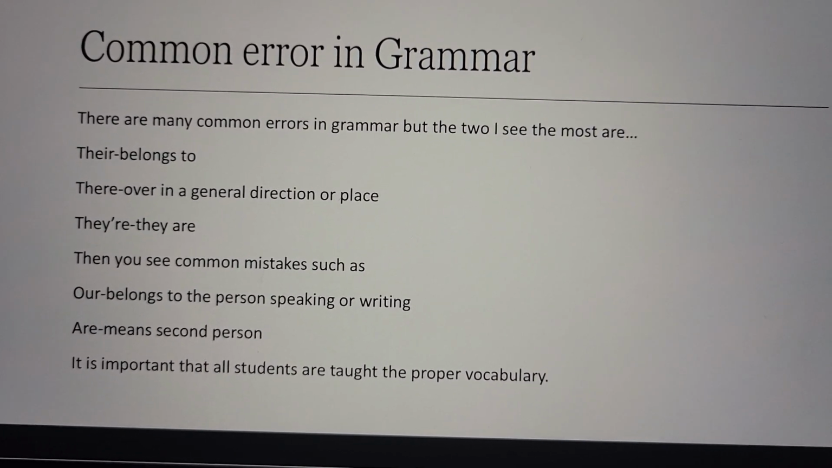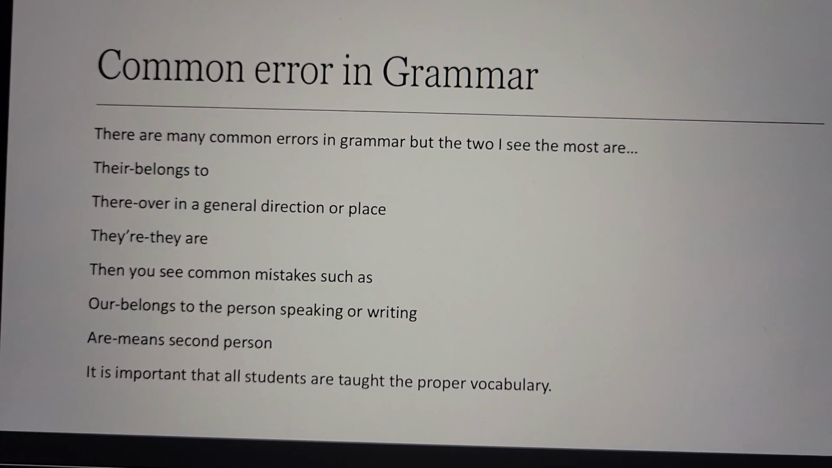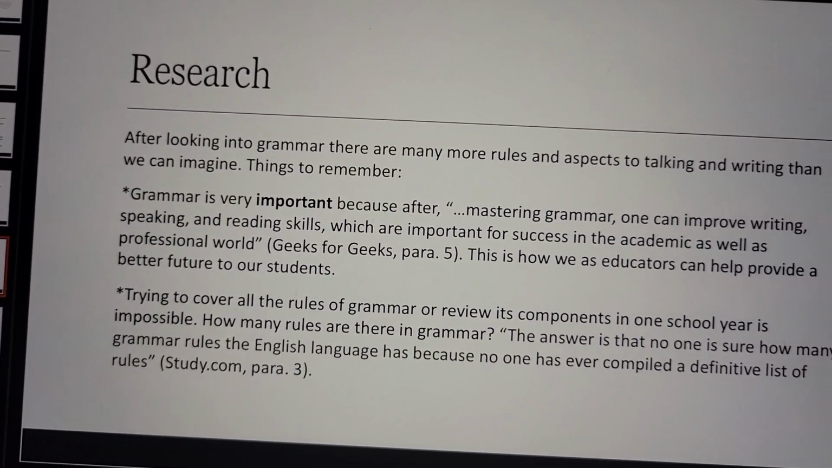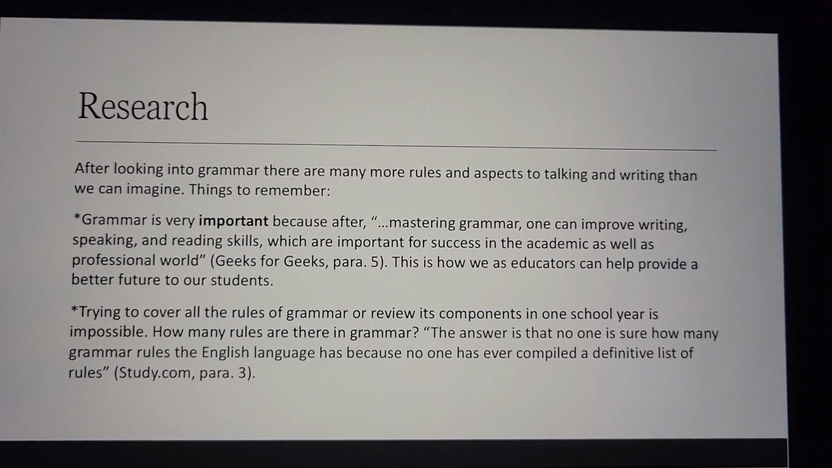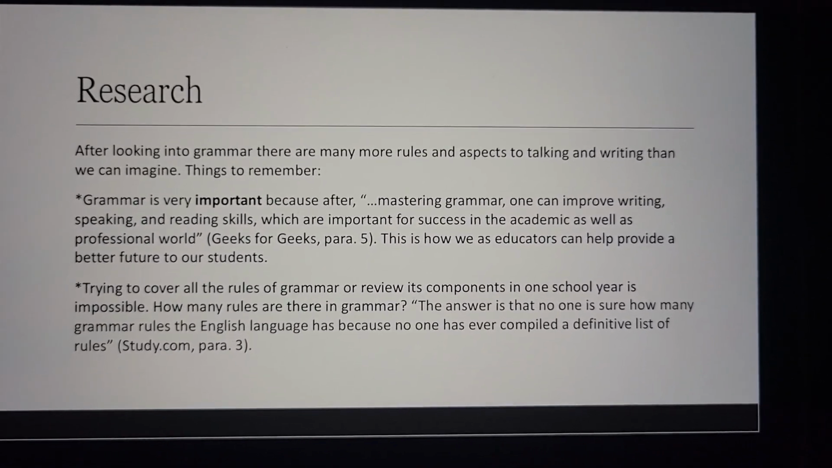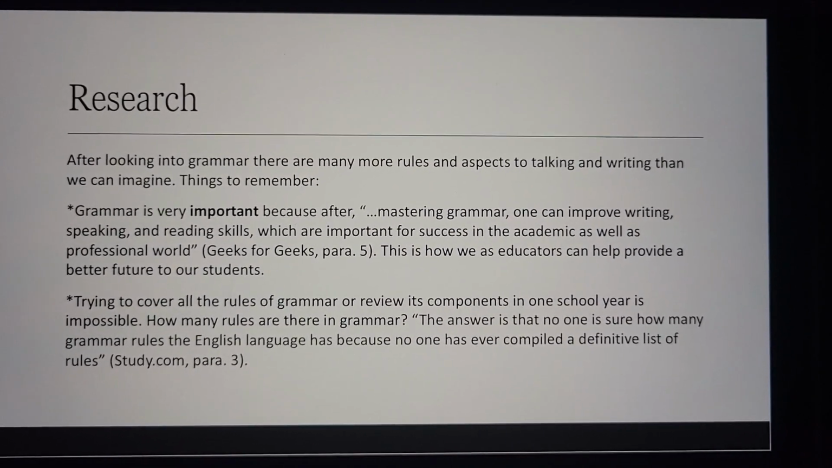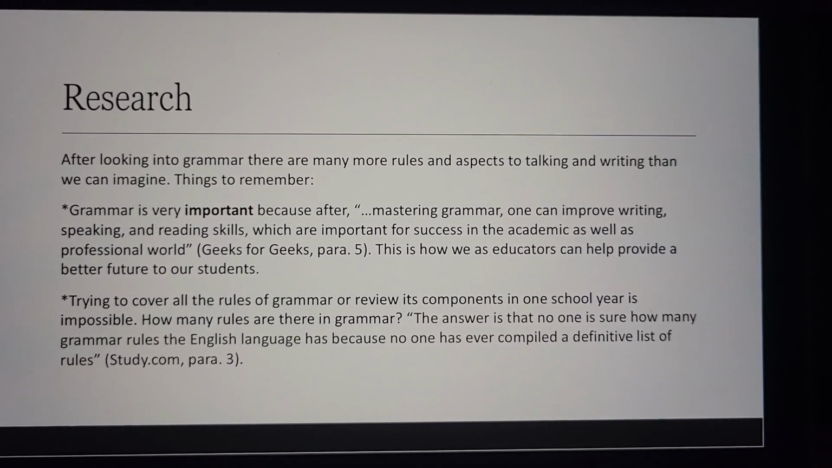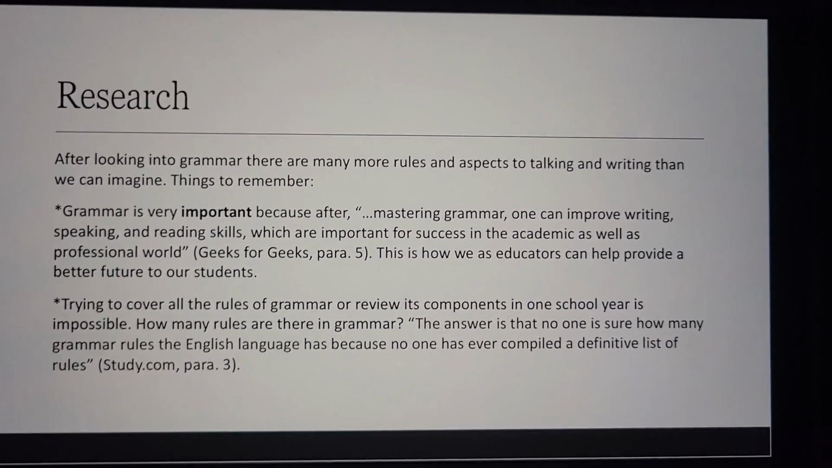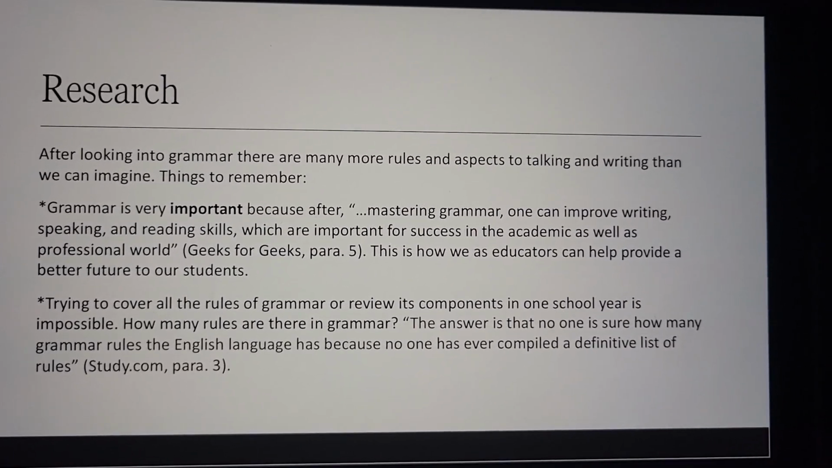And it is important that students are taught the proper vocabulary because if they're using the wrong word, their sentence won't even make sense. Research. After looking into grammar, there are many rules and aspects to talking and writing than we can imagine. Things to remember. Grammar is very important because after mastering grammar, one can improve writing and speaking and reading skills, which are important for success in the academic as well as the professional world. This is how us educators can help provide better futures for our students and, just getting them college and world ready. Trying to cover all the rules of grammar or review its components in one school year is impossible.